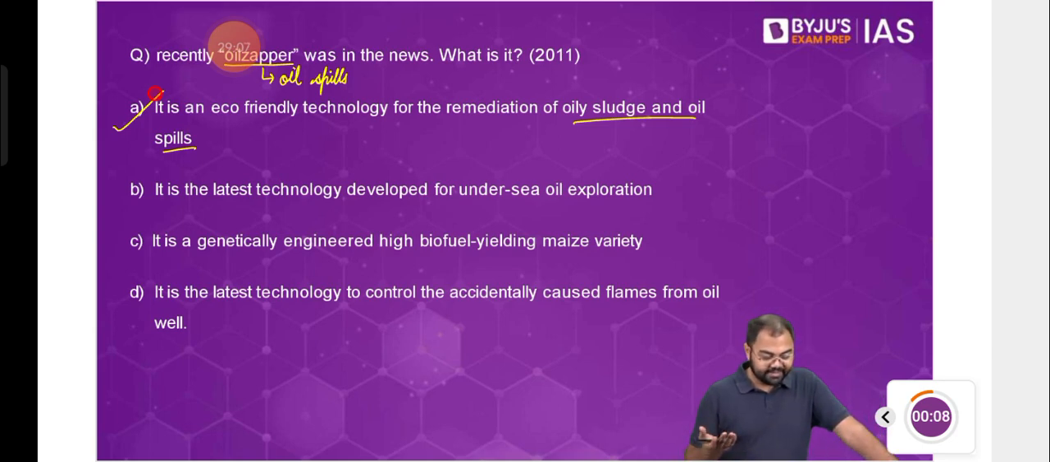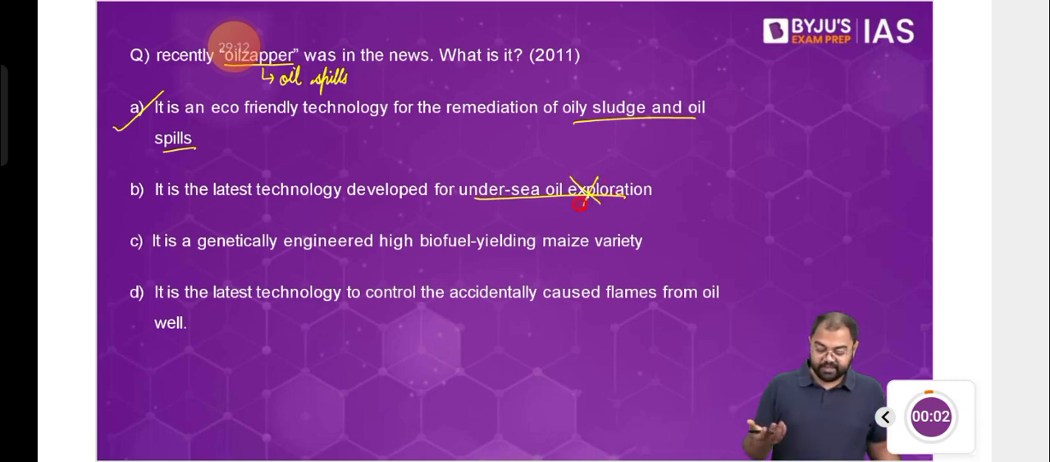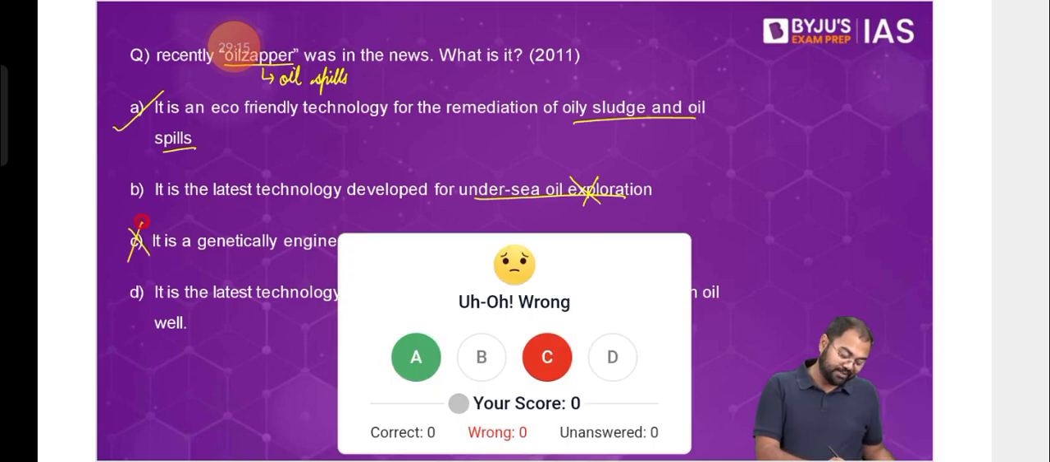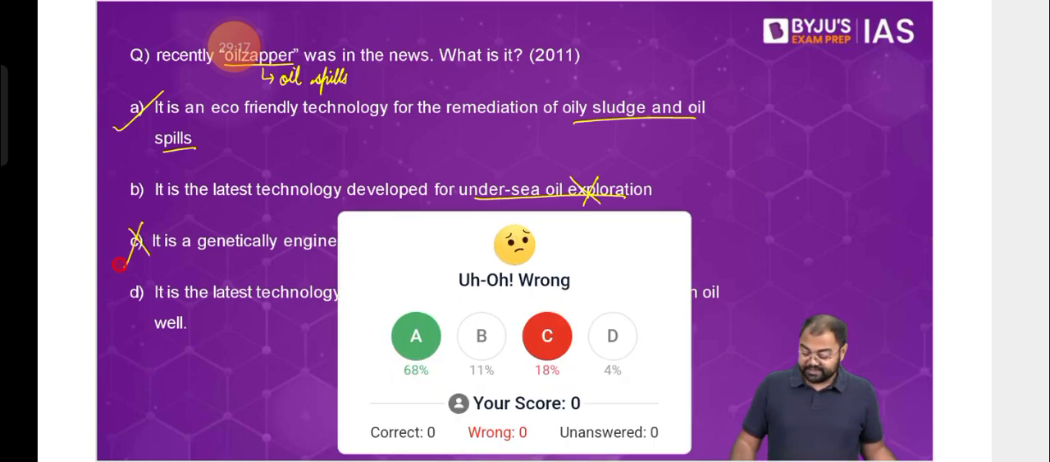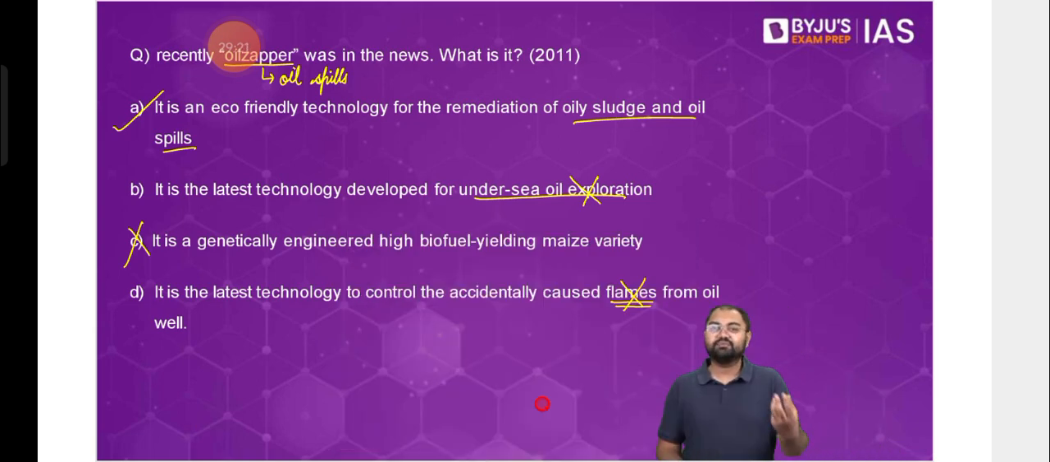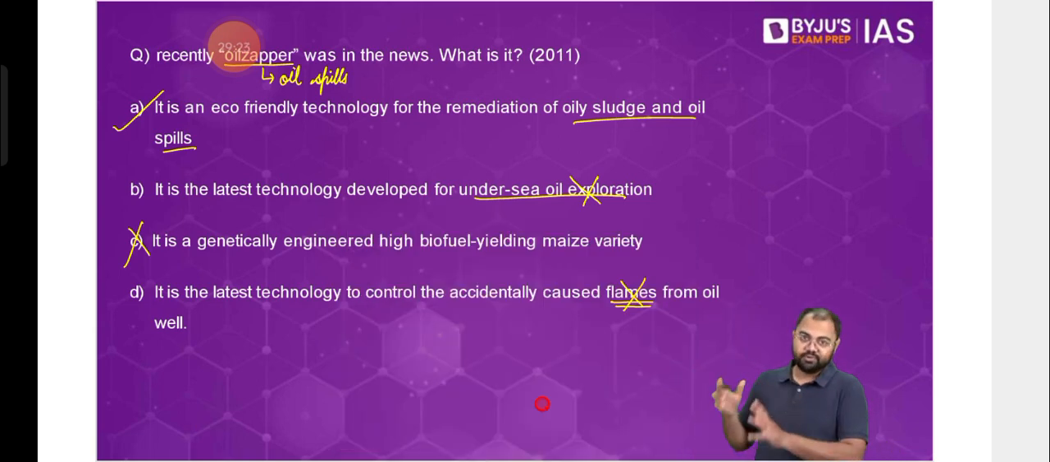So B says latest technology for developing undersea oil exploration. It's not related to exploration. We are trying to treat something, right? We are trying to treat the oil spill. Then genetically engineered high biofuel yielding maize variety. I'm not sure why somebody marked this answer. Then the latest technology to control the accidentally caused flames from oil wells. So we are not talking about any kind of flames. We are simply saying that wherever the oil spill happens, we'll simply use oil zapper there. Right? So the correct answer here will be A.